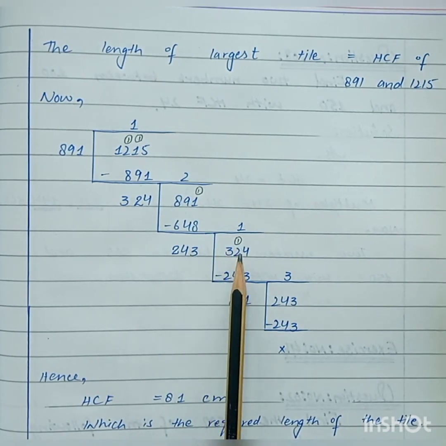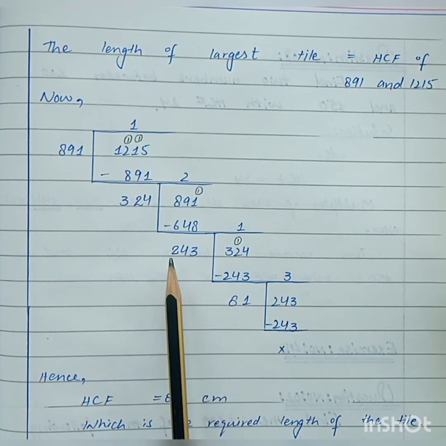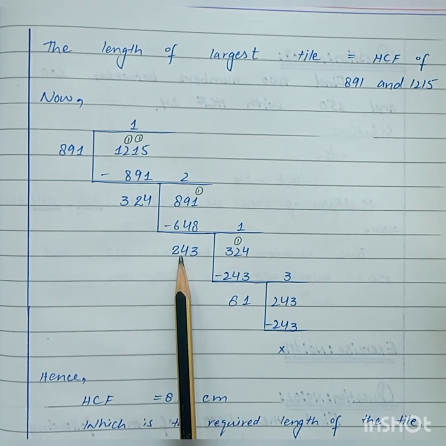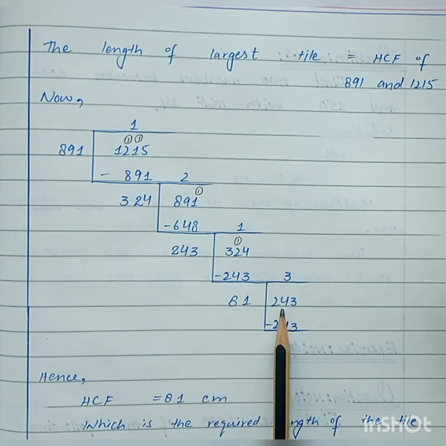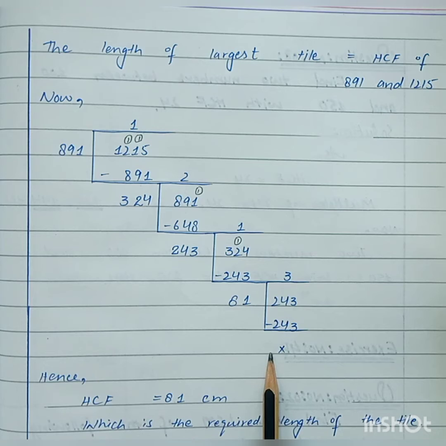Divide these two terms, will get 243. 243 ones are 243. Subtract these two terms, will get 81. 81 is the smallest value than 243. 243 again take inside of the bracket. So 81 3s are 243. The remainder is 0. So the last divisor is 81. Hence the last divisor is considered as the HCF of the given two values 891 and 1215.